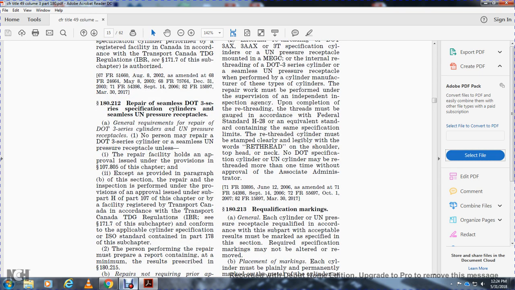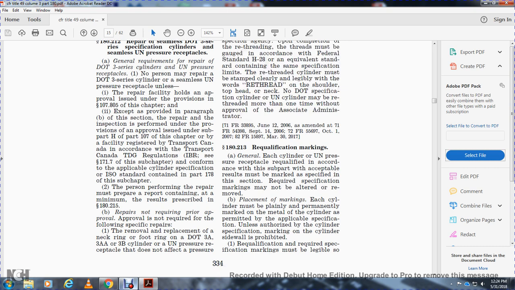The repair inspection performed under the provision of the approval issued under subchapter part H of part 107 of the chapter, or by a facility registered with Transportation Canada in accordance with the Transportation of Dangerous Goods Regulations, must conform to the applicable cylinder specification standard in part 178 subchapter. The person performing the repair must prepare a report containing, at a minimum, the results prescribed in 182.15.